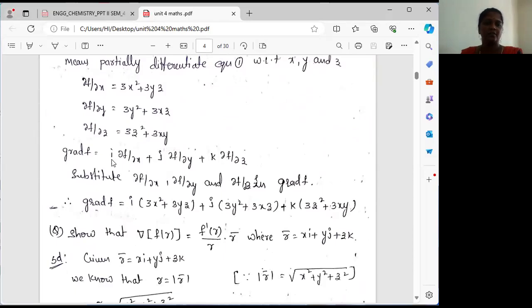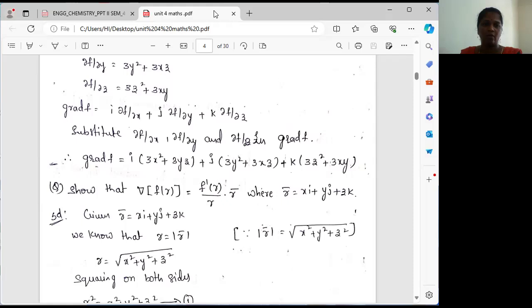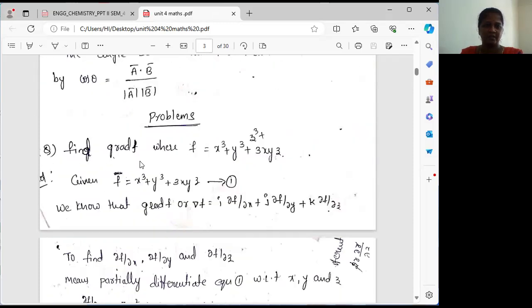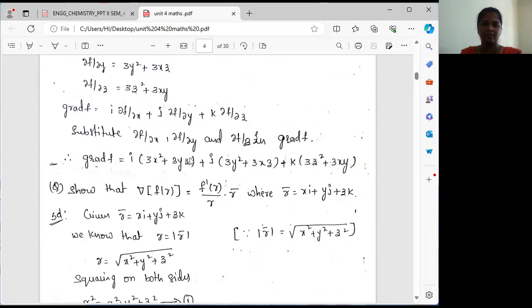So grad f, we know that grad f is i into dou f by dou x plus j into dou f by dou y plus k into dou f by dou z. Substitute dou f by dou x, dou f by dou y and dou f by dou z in grad f. So grad f equals i into (3x square plus 3yz) plus j into (3y square plus 3xz) plus k into (3z square plus 3xy). This is grad f. Since f is a scalar, grad f equals this.